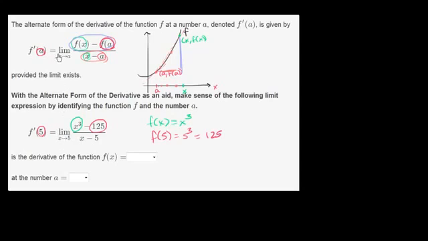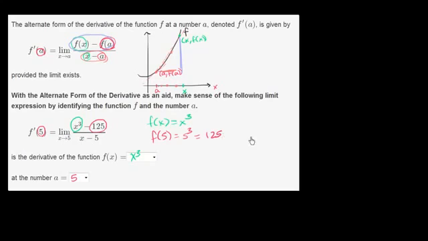And we're also taking up here the limit as x approaches a. Here we're taking the limit as x approaches 5. So this is the derivative of the function f of x is equal to x to the third, at the number a equal to 5.